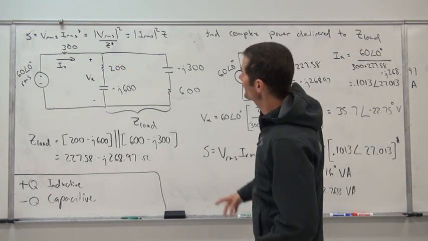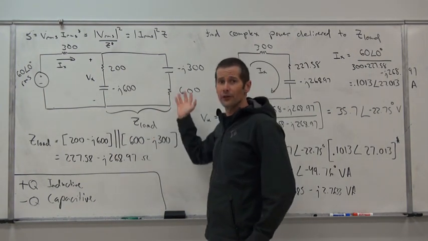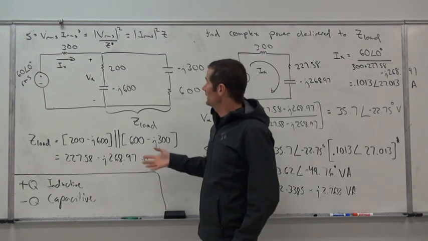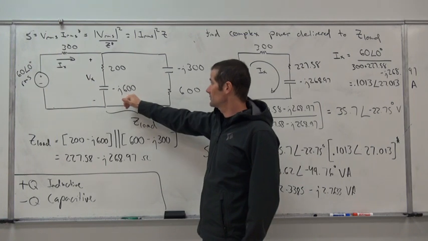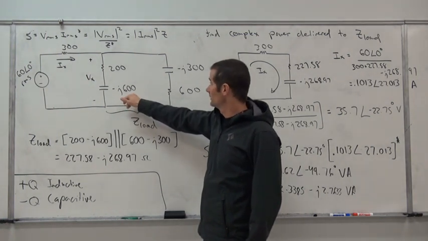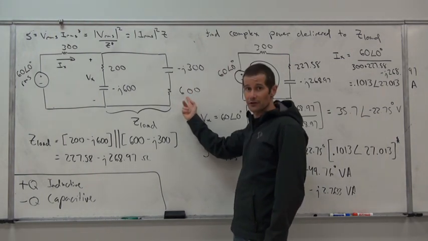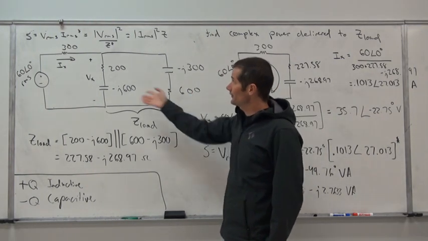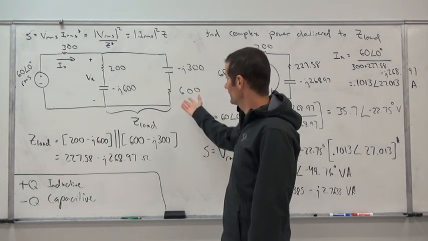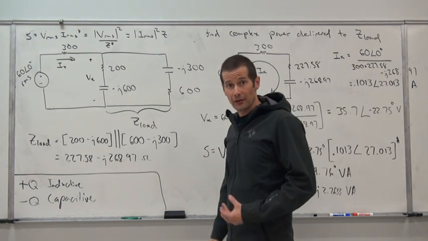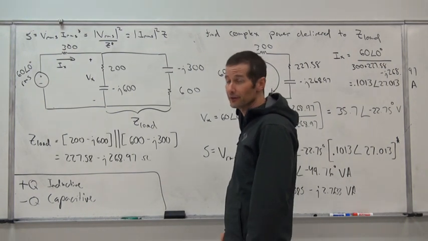So for this one, we want to find the complex power delivered to this load. Now this load is made up of two parallel branches in which we have a 200 ohm resistor and negative j600 for the capacitor's impedance, and then negative j300 and 600 ohms worth of resistance. These are the actual values that we would calculate if we utilized the LabVolt machines, taking 377 radians per second and the values of capacitance to calculate these values of impedance.